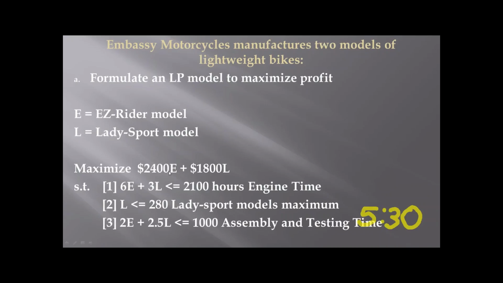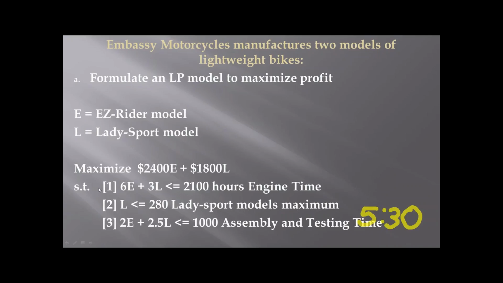So we know how much profit Embassy Motors makes on an easy rider motorcycle. They make $2,400 for these little things. They're just little for teenagers. And they make $1,800 for every lady sport that they sell. They're new entrepreneurs. They're not making a lot of money, but they're making enough. So for every easy rider that is sold, they'll make $2,400. For every lady sport, they'll make $1,800.